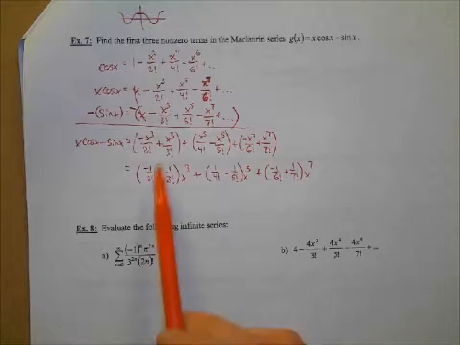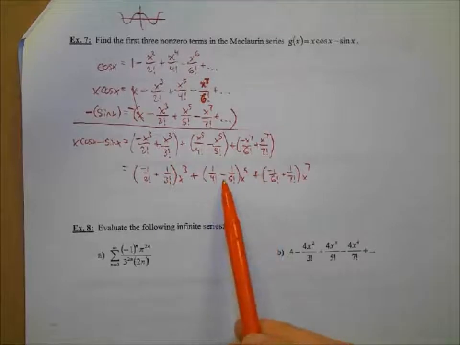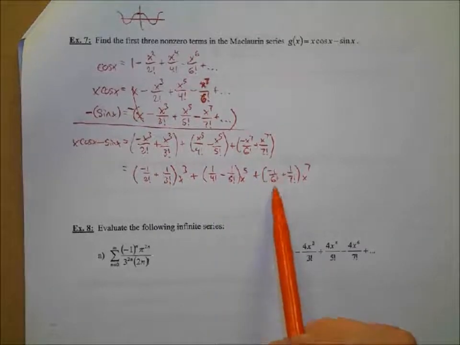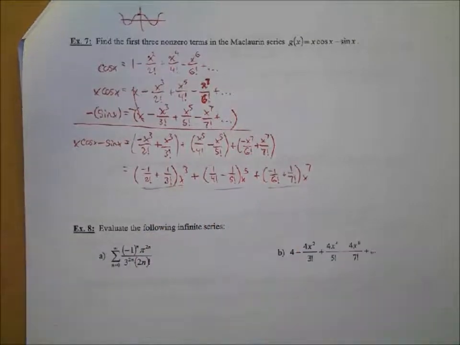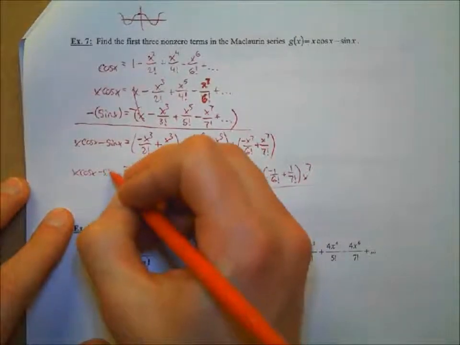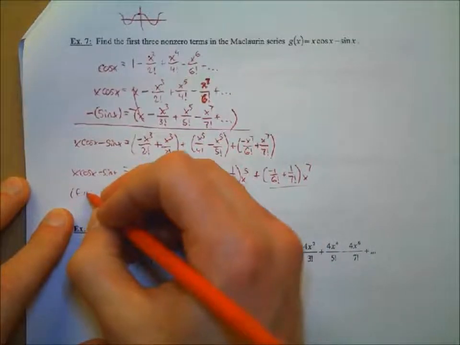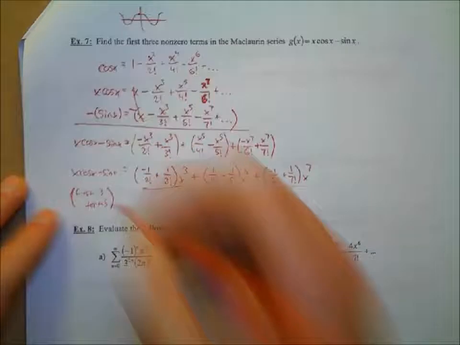Negative 1 over 2 factorial plus 1 over 3 factorial is going to be just a fraction, right? It's just a constant, some number. Same thing with 1 over 4 factorial minus 1 over 5 factorial. And same thing with negative 1 over 6 factorial plus 1 over 7 factorial. So there are our 1, 2, 3 terms right there. First three terms. And that, again, is x cosine x minus sine of x, first three terms. That's it. Those are your first three terms.